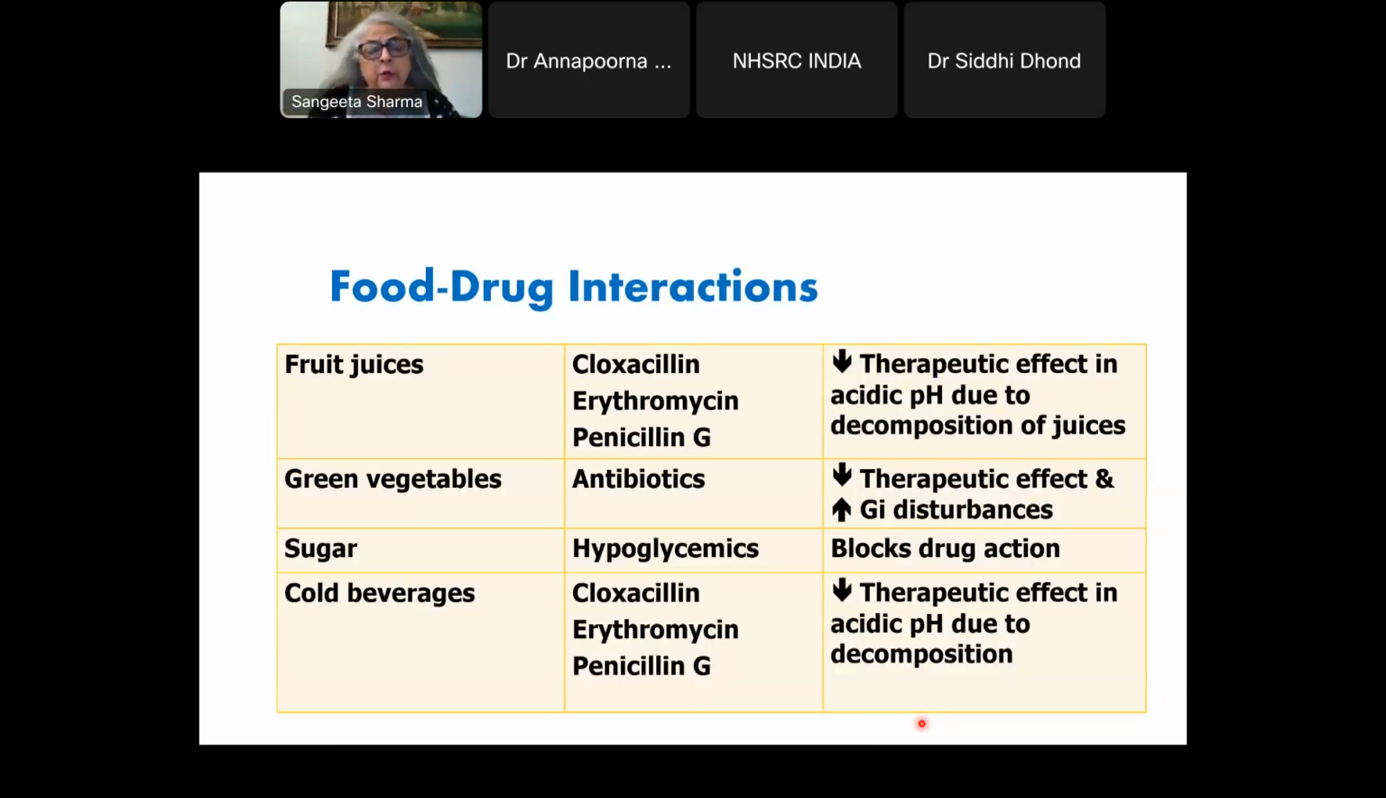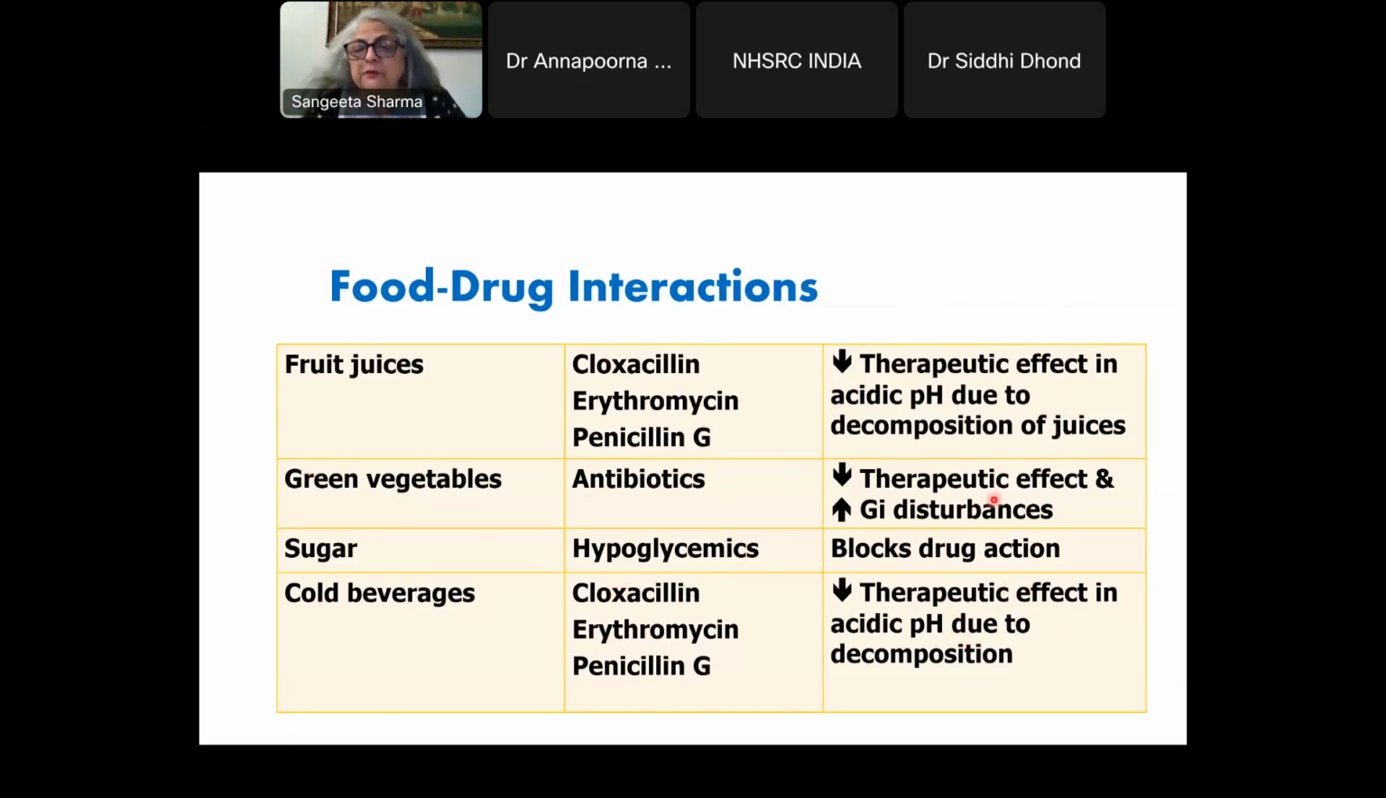So there are fruit juices. Many times patients come and ask you whether they can take the medicine with fruit juice, or with a cold beverage. Generally it is always better to take it with plain water, because fruit juices can reduce the therapeutic effect of these antibiotics. Cold beverages again can reduce the therapeutic effect of these antibiotics.